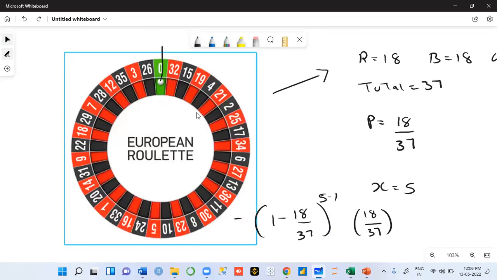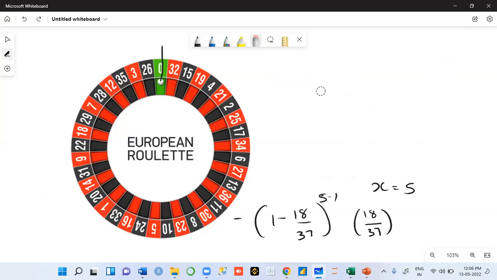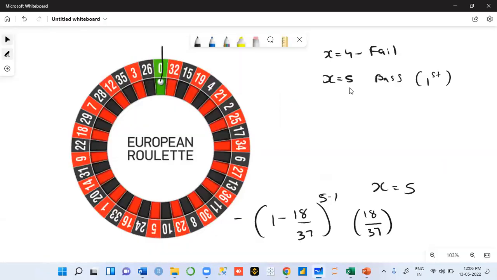Out of this, the question comes: if you spin one time and you fail, you spin a second time, again you fail, you spin a third time, you again fail. This way, how many times are you spinning? 4 times, and 4 times you fail. But on the fifth time, you pass. How many times do you pass? First time. So the question says, what is the probability that the ball will come on the red slot for the first time on the fifth spin? Means 4 times you fail and the fifth time you pass.